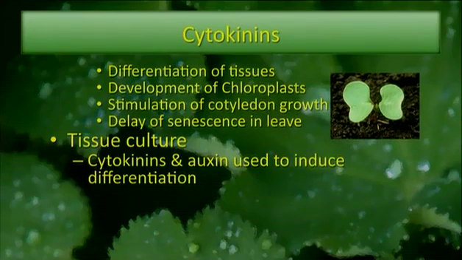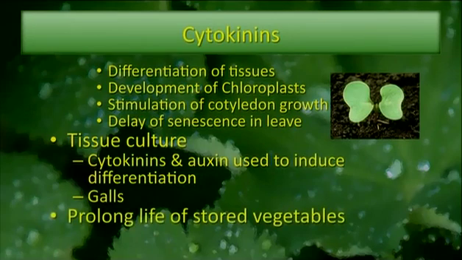Okay, so galls actually form from cytokinins that are produced by bacteria. So galls are actually like growths on plants that are abnormal. So galls are undifferentiated cells in a mass, and what is that also called? It's also called cancer, when you have undifferentiated cells that don't have any function. Okay? That's why people like to study these things, because it's interesting and can maybe solve some age-long problems. Now, cytokinins also prolong the life of stored vegetables.